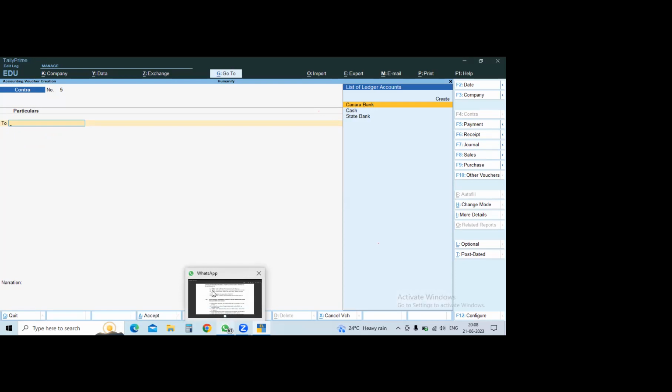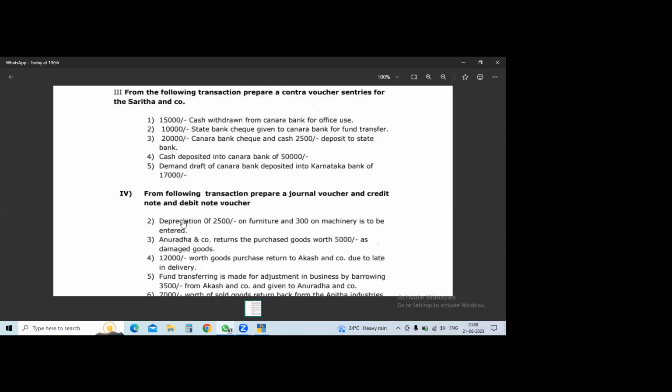Here, understand which bank is receiving and which bank is giving. Karnataka Bank is receiving, ma'am. Canara Bank is giving. Okay, so Karnataka Bank account debit to Canara Bank. So go to my Tally. First it is "To", right? So select "To", which means Canara Bank.